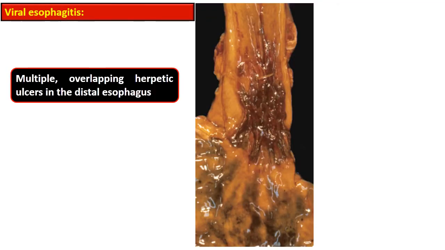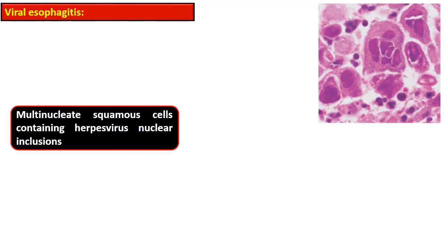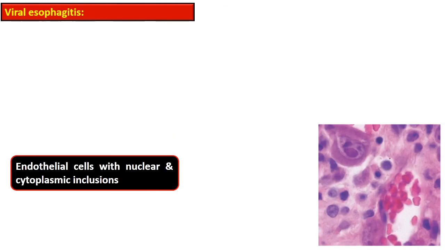This is the gross appearance of the esophagus, showing multiple overlapping herpetic grey-brown ulcers in the distal esophagus, and this photomicrograph is showing multinucleated squamous cells that contain herpes simplex nuclear inclusions.